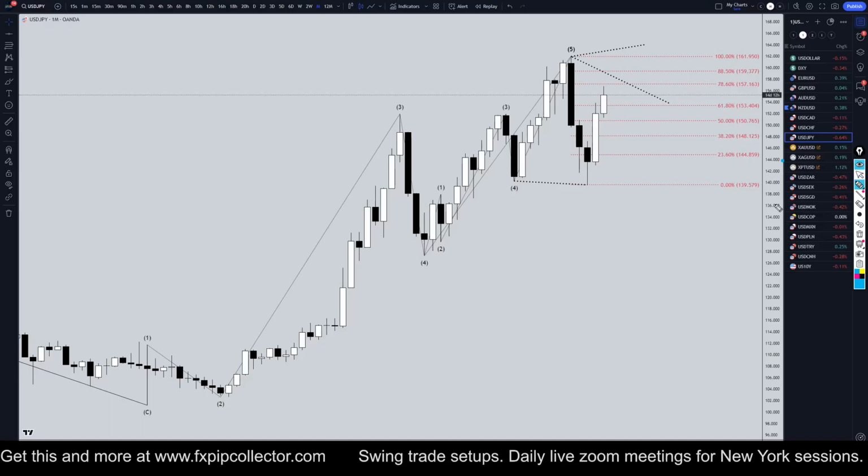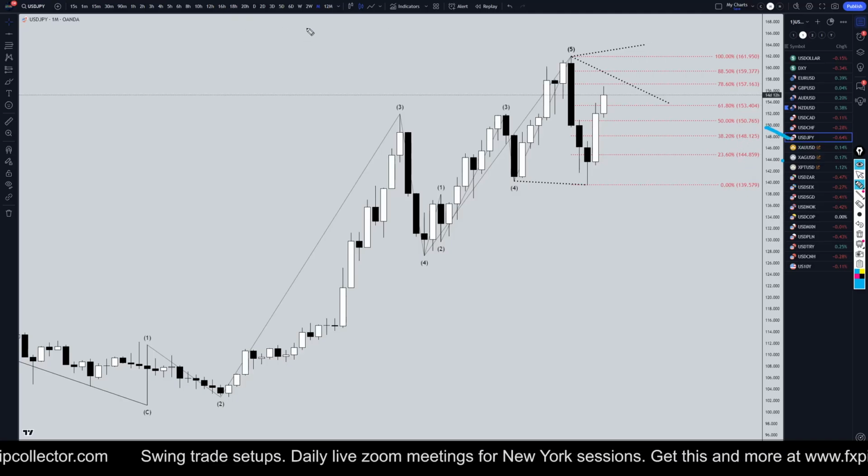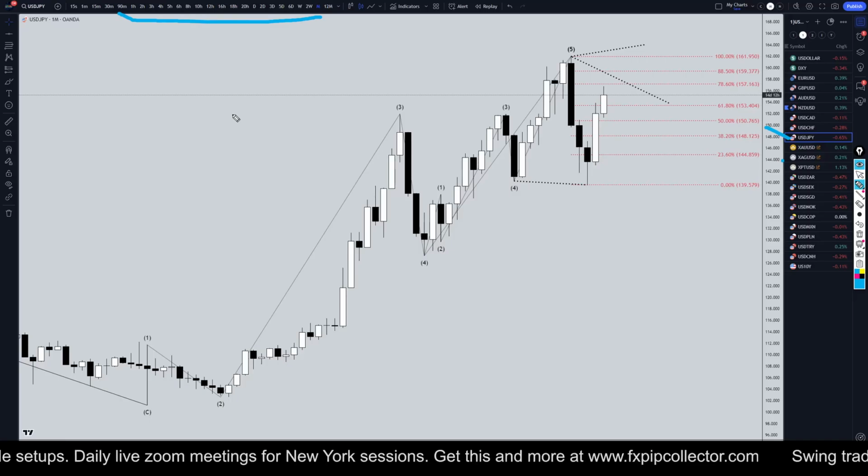Today is Friday, November 15th, and I'm going to be analyzing the US dollar yen starting on the monthly, working my way all the way down to the 1 hour time frame for the full top-down analysis.